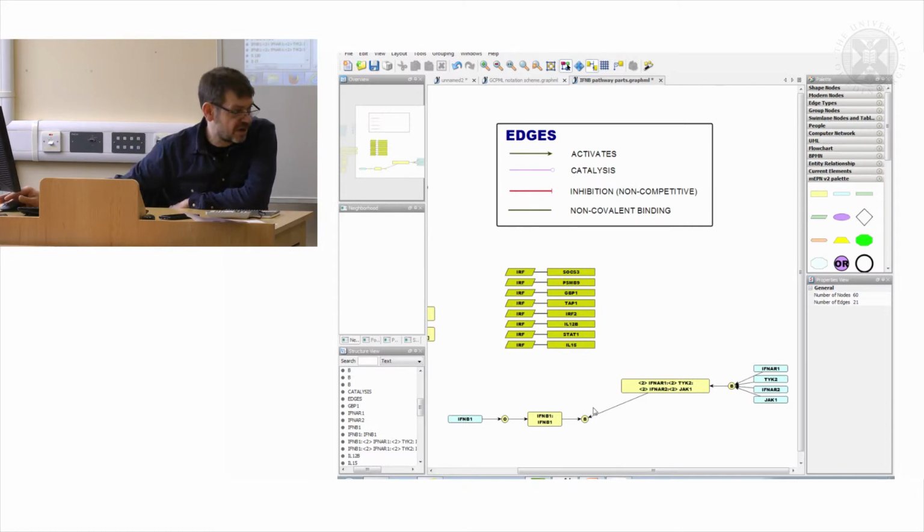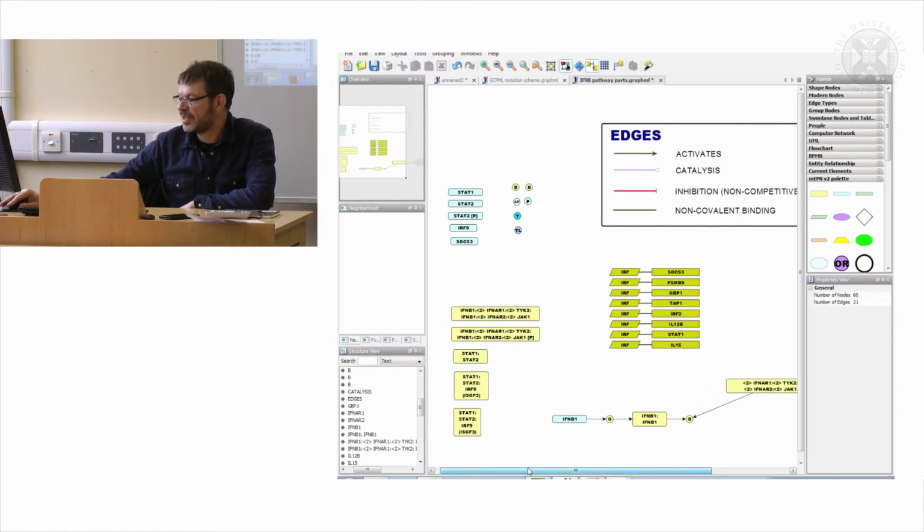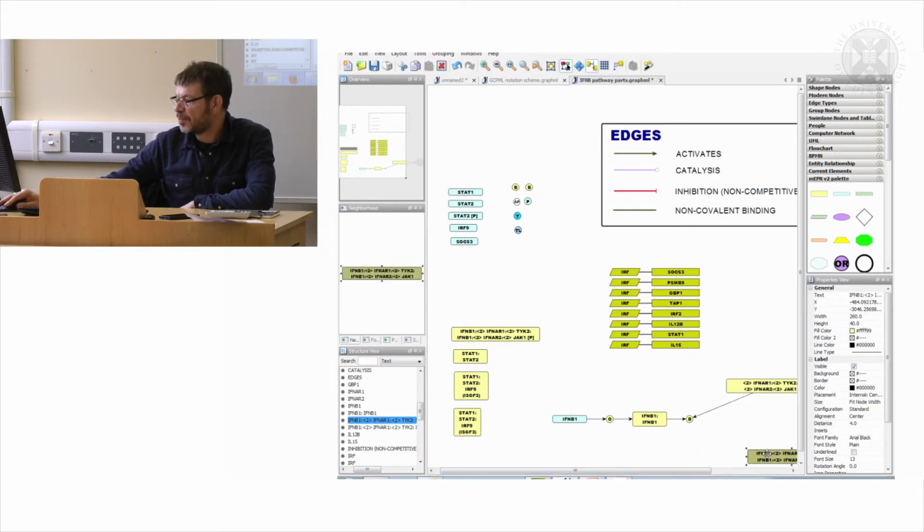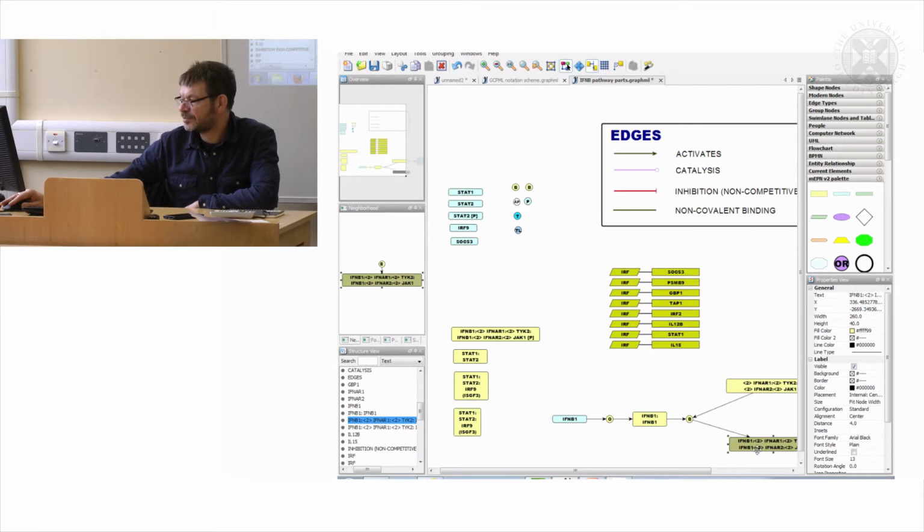And so now I'm going to ask you, do you get the idea? Now try and draw what goes next. I'll give you another 10 minutes to draw what happens next in the story, and see if you can take it from here. So I'll just show you the output of that reaction. So there is the interferon beta now bound to its receptor. That's the product of that reaction.